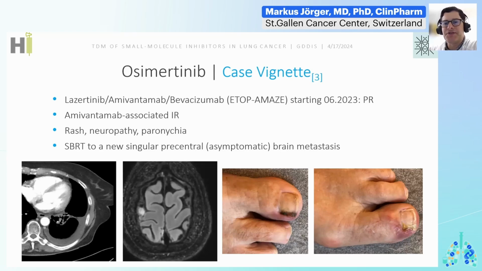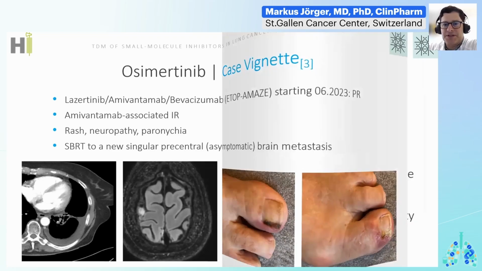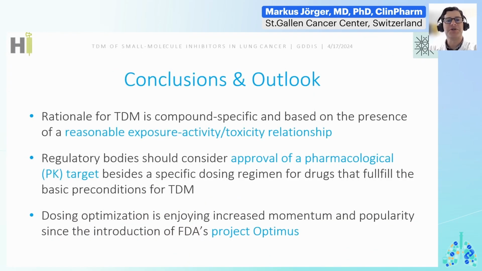So just to illustrate you a little bit the complexity, and I think a pretty nice case where we found some opportunistic indications to do TDM, which I think helped the patient and was very useful. So my conclusions, outlook: the rationale for TDM is compound specific, clearly, in my opinion, and still remains for the foreseeable future, and it's based on the presence of a reasonable exposure activity toxicity relationship, very important.